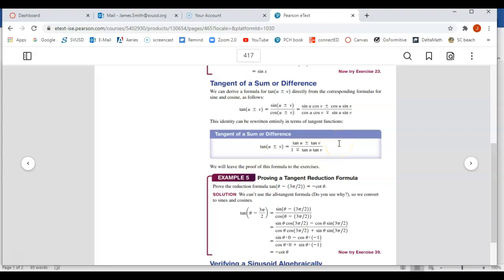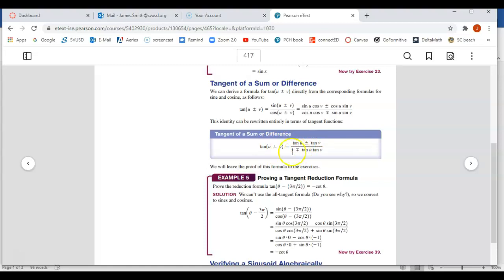So on this one, notice the u and the v. So I have my first angle here and my second angle here. So we're going to do the tangent of the first angle plus the tangent of the second angle over 1 minus tangent of the first times tangent of the second. Notice the signs on this one. Whatever you have here will match here, and this will be the opposite. So if this is a plus, then this is a plus, and this is a minus. And then vice versa if we go the other way on that.